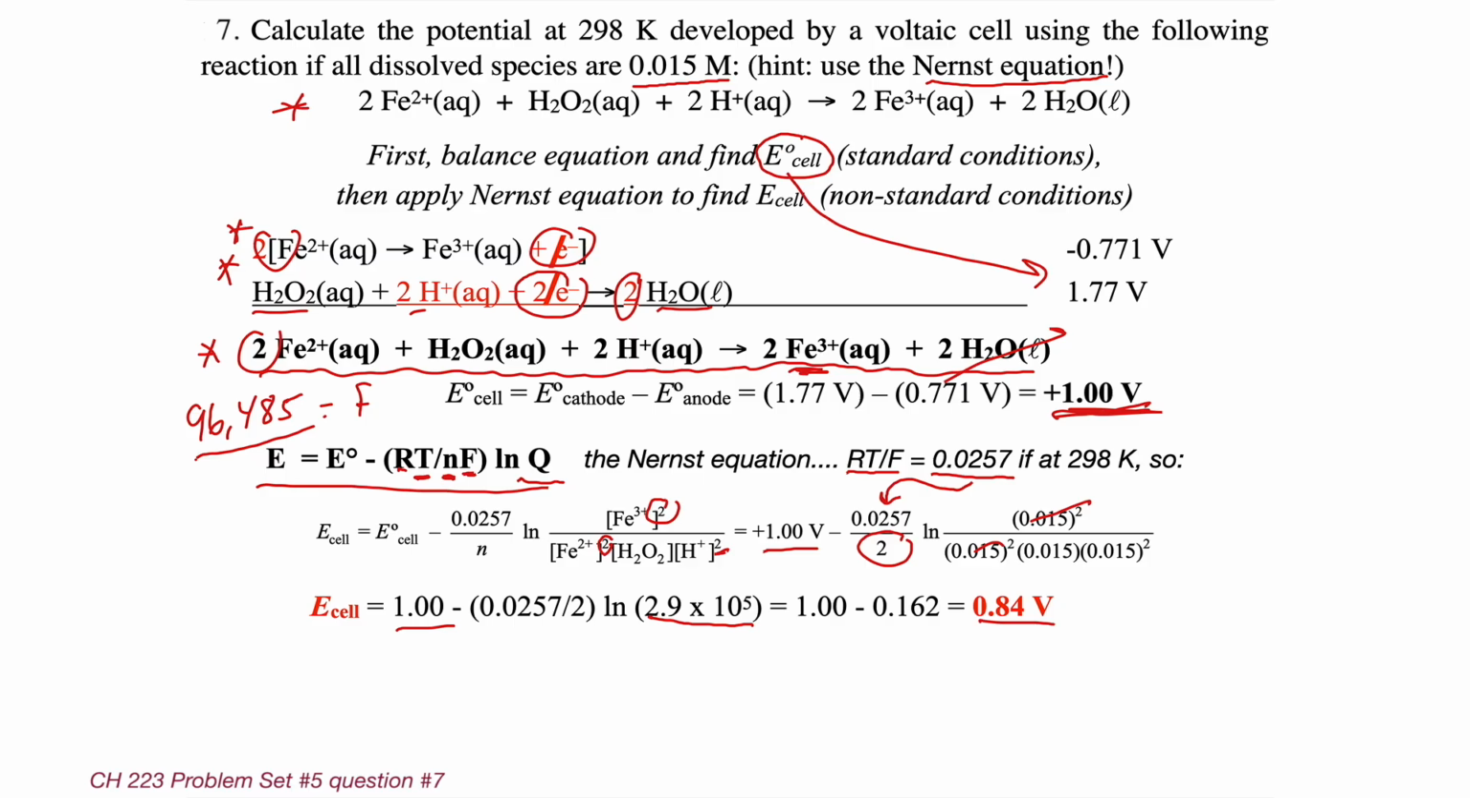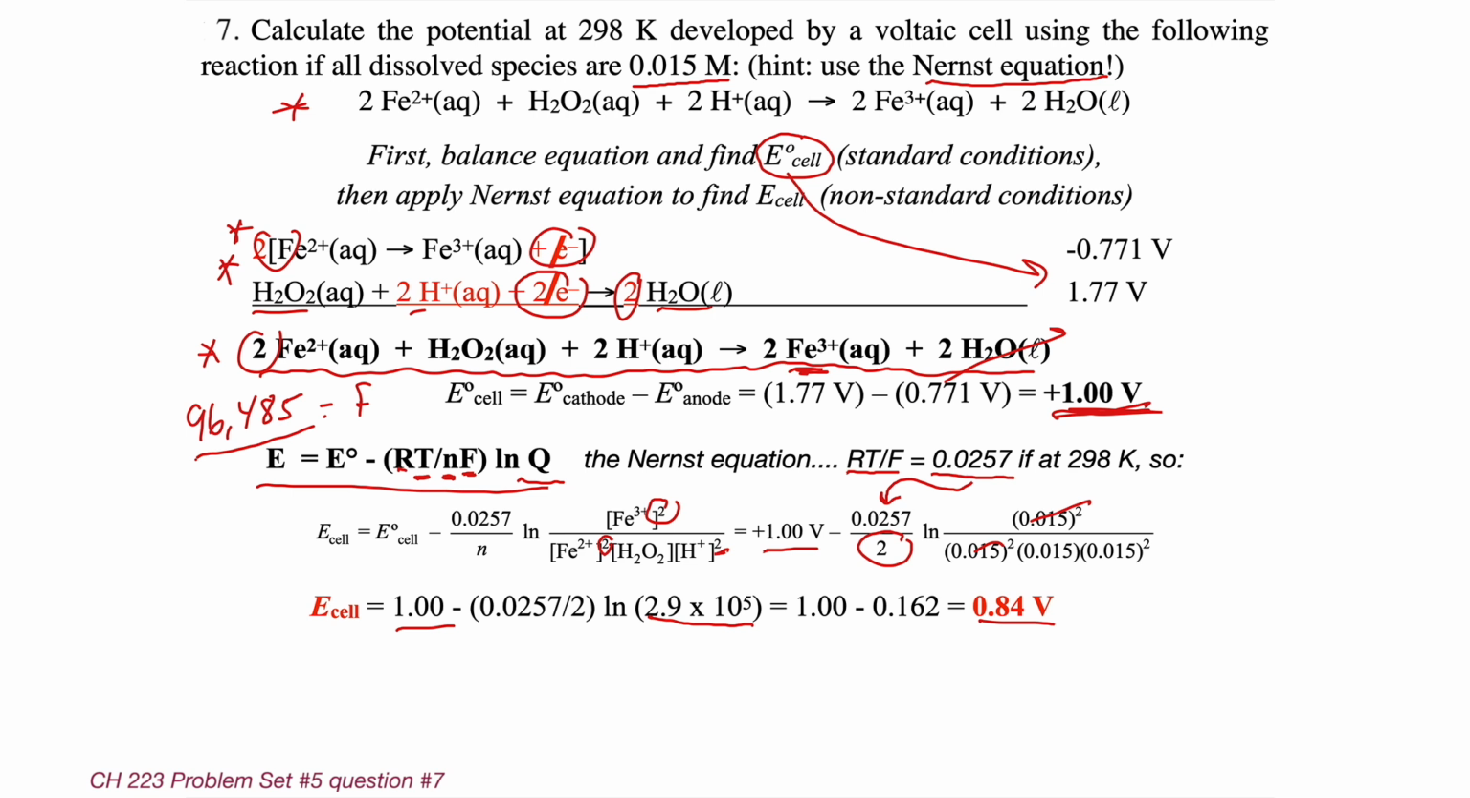So having these species at less than 1 mole per liter cut down our cell potential quite a bit. We went from 1 volt down to 0.84 volts, which is a pretty good change. So the Nernst equation is super important.